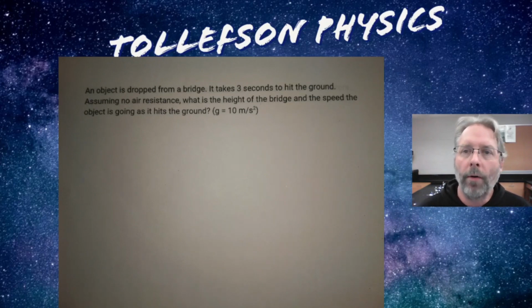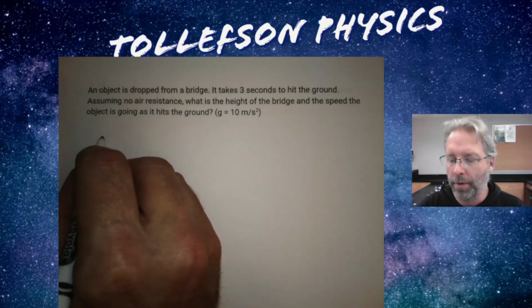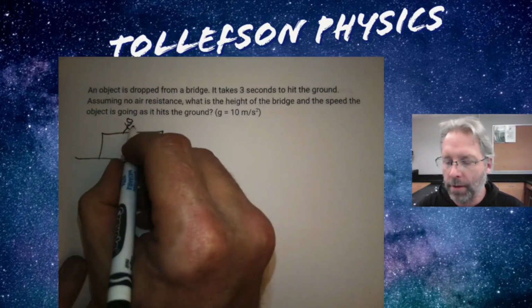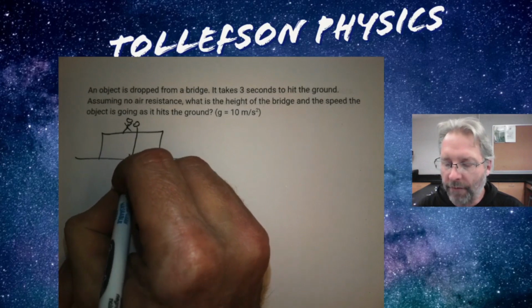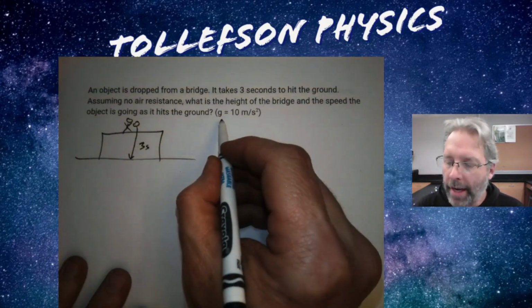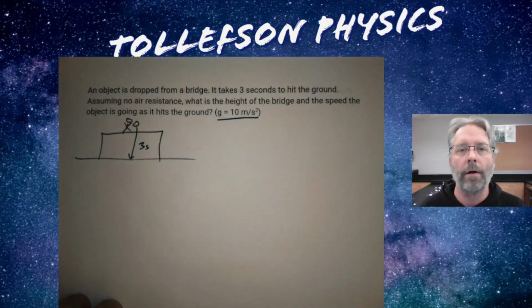We're going to base all of this on velocity time graphs because velocity time graphs have two very useful properties. The slope of the line is the acceleration, and the area under the curve is the displacement. So let's draw a bridge. Here's a bridge, very bad bridge, right? Got a person there, it's going to drop something, it's going to fall down, it's going to take 3 seconds.